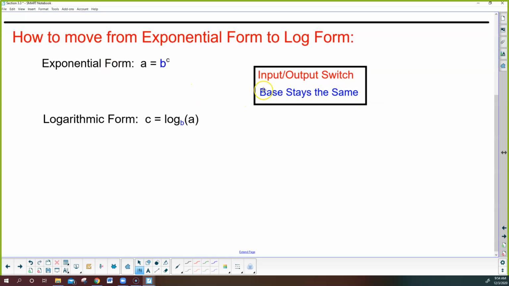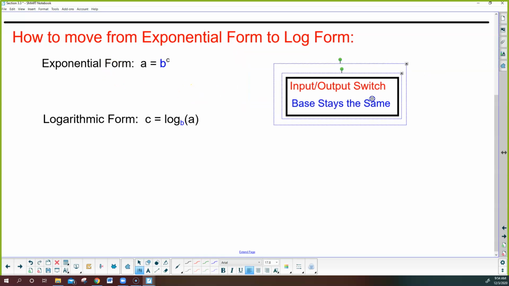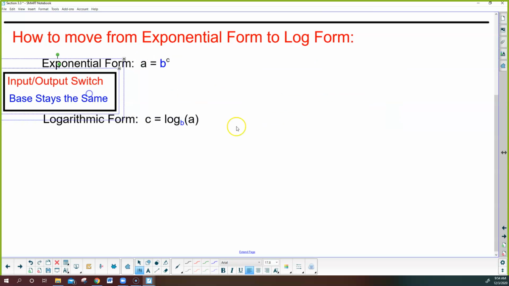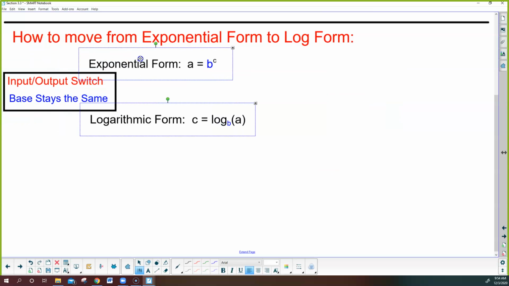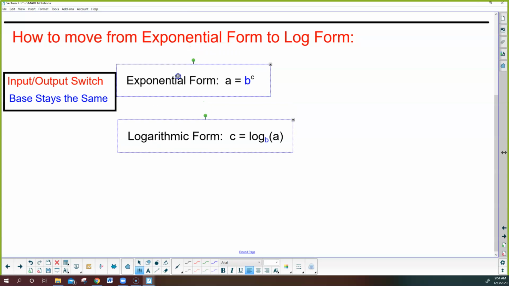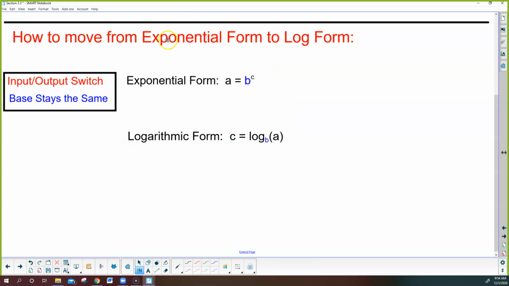All right. Now, I'm going to slightly adjust this. Okay. How do I move from exponential form to log form? Well, we kind of switch the input-output, but the base always stays the same. And that's an important thought bubble for you guys to keep in your mind.